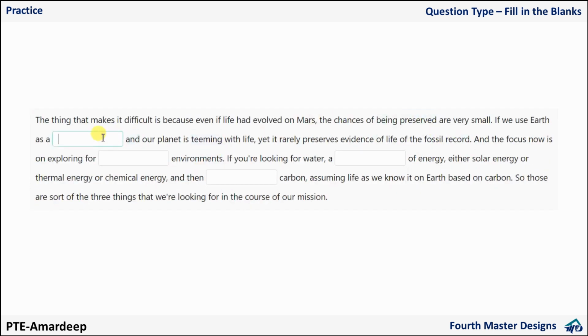The thing that makes it difficult is because even if life had evolved on Mars, the chances of it being preserved are very small. If we use Earth as a reference and our planet is teeming with life, yet it rarely preserves evidence of life in the fossil record. And the focus now is on exploring for habitable environments. You're looking for water, a source of energy, either solar energy or thermal energy or chemical energy, and then organic carbon, assuming life as we know it on Earth, based on carbon. So those are sort of the 3 things that we're looking for in the course of our mission.